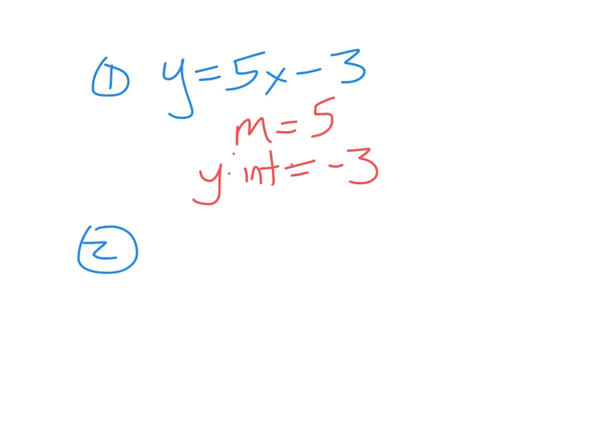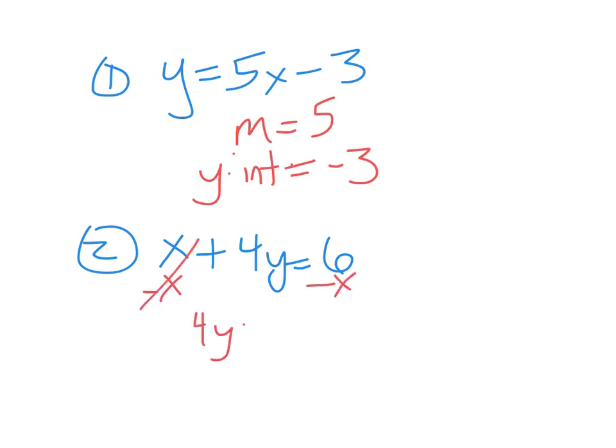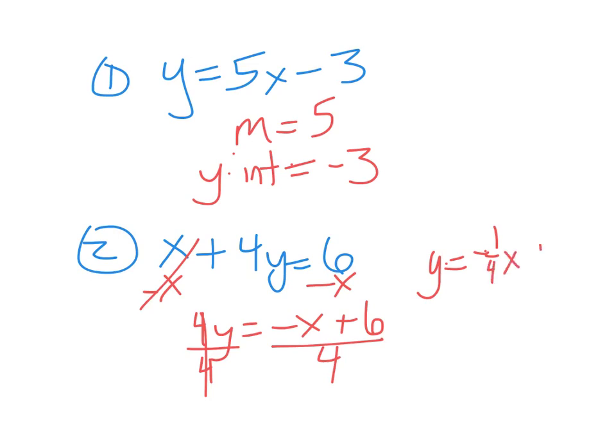What if I have x plus 4y equals 6? I need to do what? Subtract the x. We solve for slope, so we're subtracting the x. So I have 4y equals negative x plus 6. Am I done? You've got to divide. That's right. We've got to divide by the 4. So then I'm left with y equals negative 1/4 x plus 6 over 4, reduced would be 3 over 2.